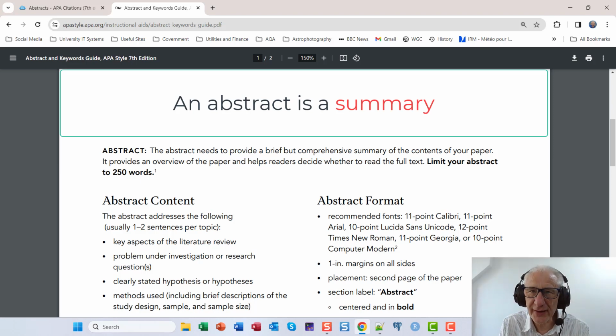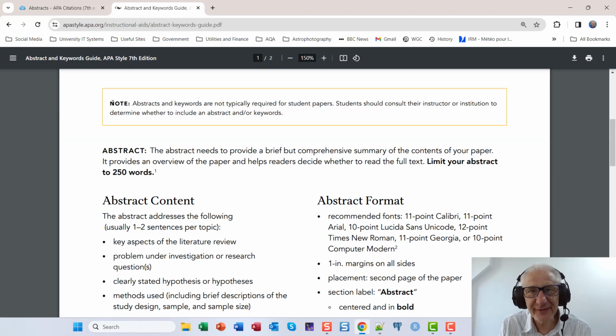So do not try to write your abstract until after you've completed your academic poster. The abstract is the very last thing that you need to write. It says here, it provides an overview of the paper and helps readers decide whether to read the full text or not. I need to limit your abstract to around about 250 words. So anywhere between 150 and 200 words will be enough.